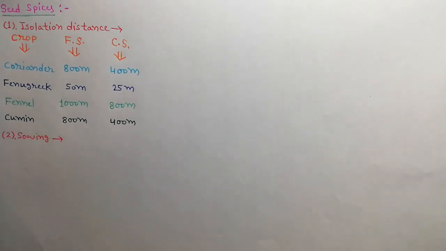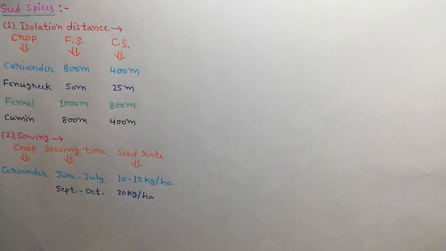Sowing time and seed rate may vary according to the type of crop. Sowing of coriander can be done in both seasons, Kharif and Rabi. Kharif sowing is done in June-July month and Rabi sowing is done in September-October month. Seed rate required is 10 to 12 kg per hectare for irrigated fields and 20 kg per hectare for rain-fed fields.